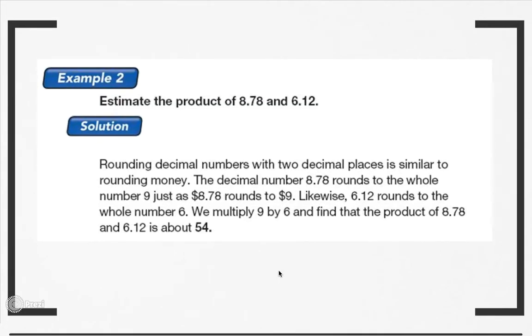Example number 2, we're going to estimate the product. Remember, product is a multiplication problem. So 8.78, we're going to round that to 9. And then 6.12, we're going to round that to 6. So 6 times 9 is 54. That's how you would do this type of problem.